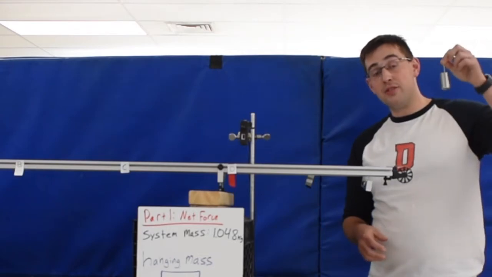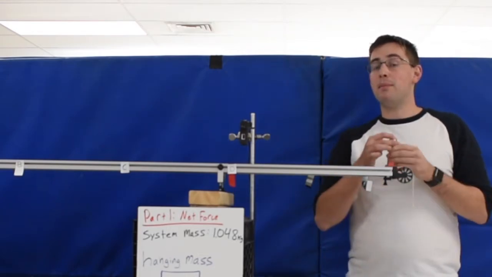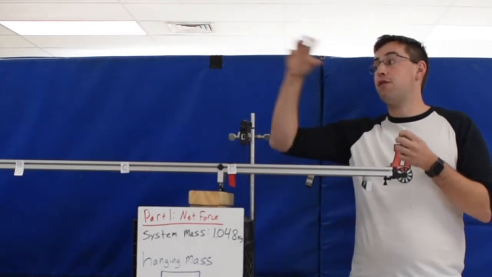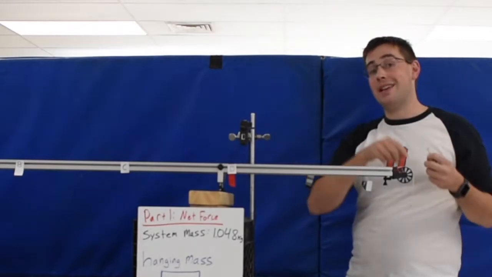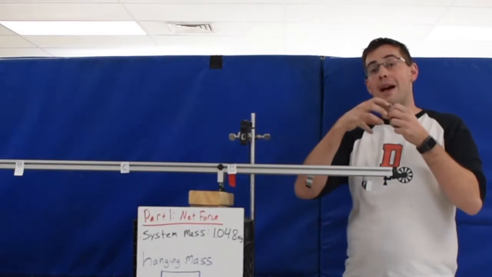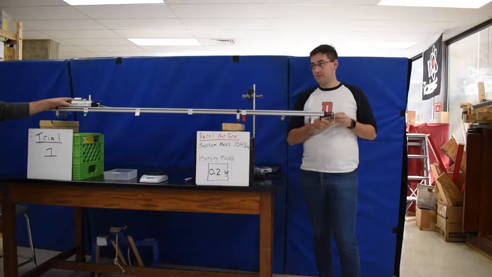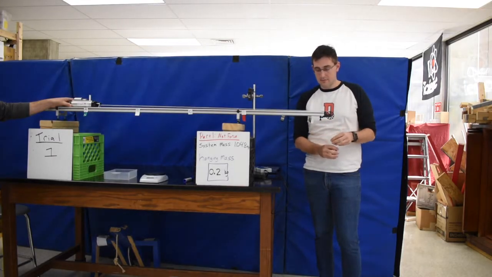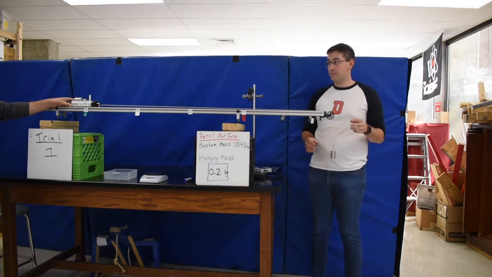We are now going to hang 200 grams as the hanging mass. Now remember, we're getting this 200 grams from our system. So we just are replacing masses from the cart and then hanging them off the end so that the total mass of the system is constant throughout all these trials. This is the 200 gram hanging mass, trial 1.